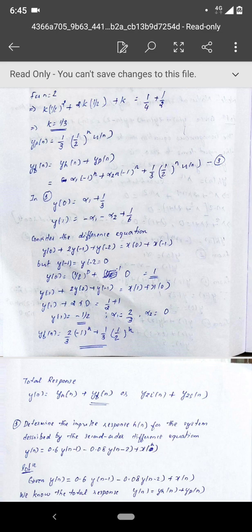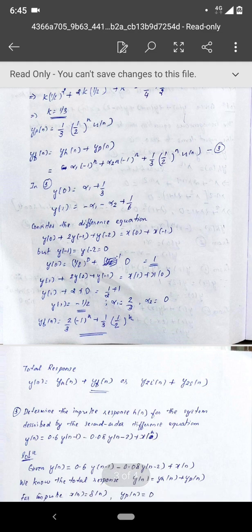You'll get y of 0 plus 2 into y of minus 1 plus y of minus 2 is equal to x of 0 plus x of minus 1. But y of minus 1 and y of minus 2 are initial conditions, so they are taken as 0. Why? Because we are determining alpha 1 and alpha 2 from 0 initial conditions. So y of 0 is equal to x of 0, which is nothing but half raised to 0, that is 1.